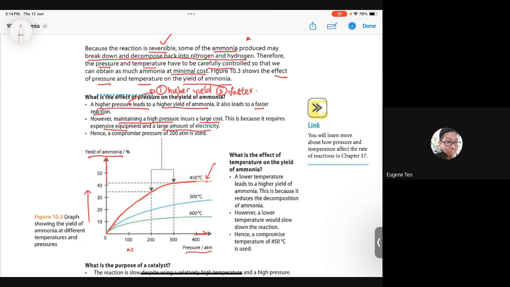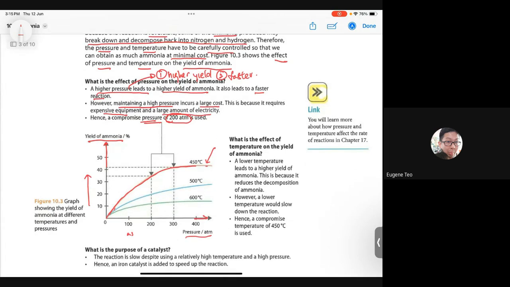So instead of going for 400 ATM, instead of going for 300 ATM, industrially they use 200 ATM for the pressure. This is to manage the pressure and the cost. So I still get high yield and a faster reaction, but in terms of the amount of energy, I'm still trying to manage so that the cost will come down. So that's in terms of the graph here.